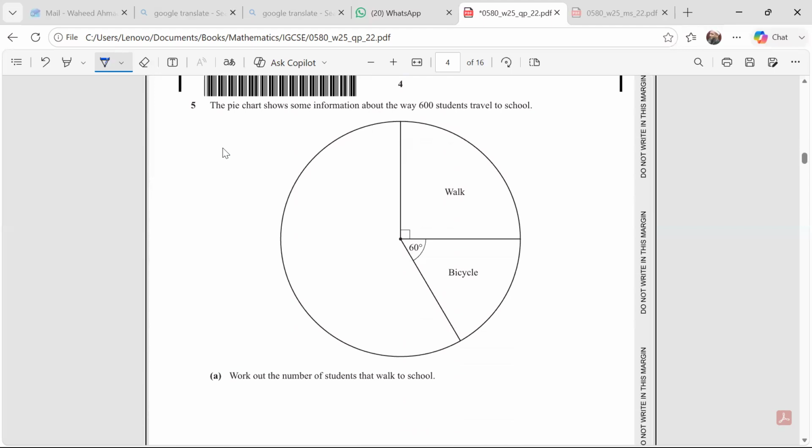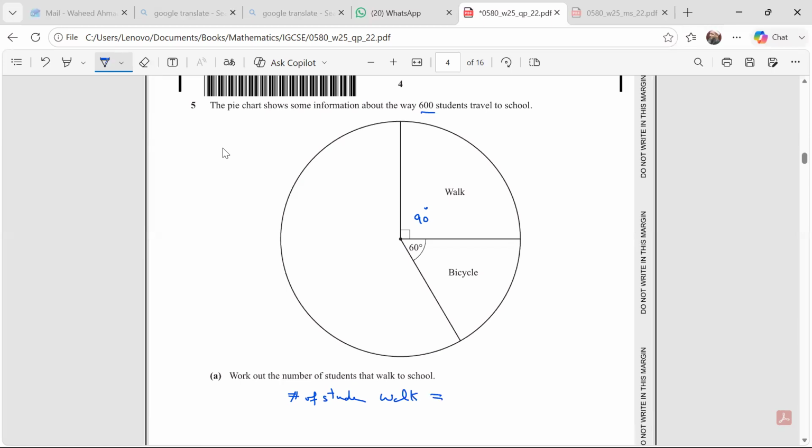Okay, the pie chart shows some information about the way 600 students travel to school. Okay, so total number of students that travel is 600. This is important. Work out the number of students that walk to school. So the number of students who walk to the school is 90 degree, right? In this pie chart, this is 90 degree. Okay, so number of students who walk to the school.